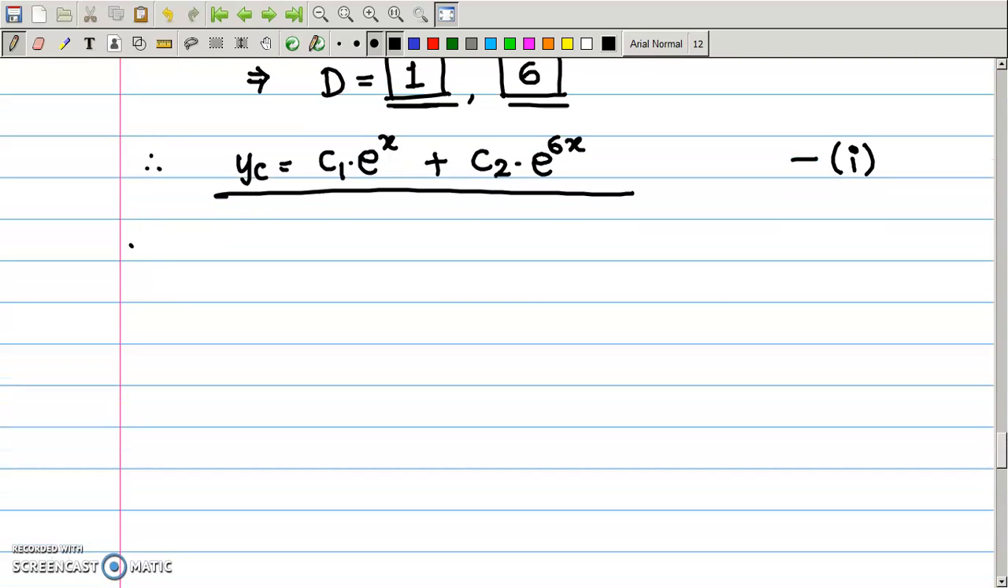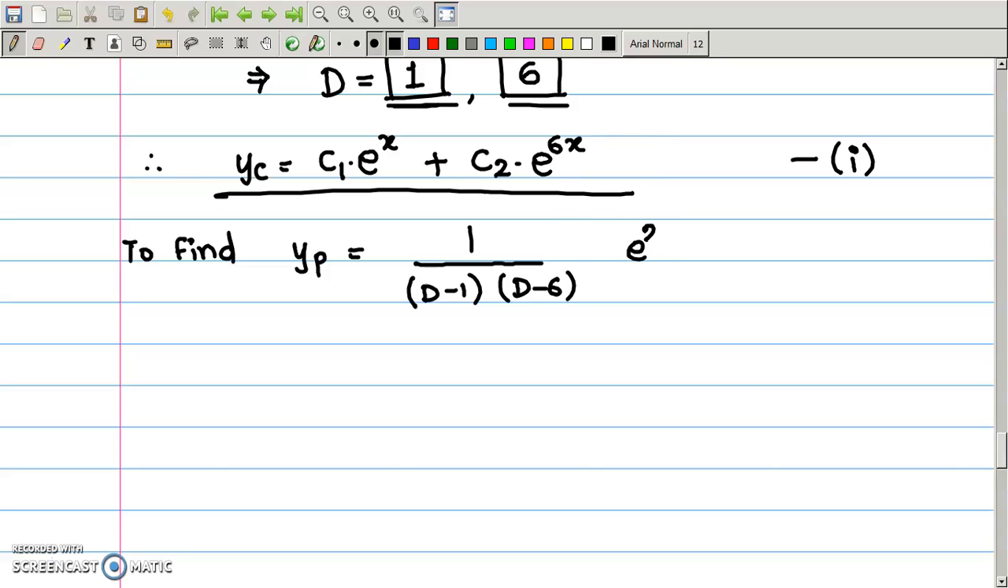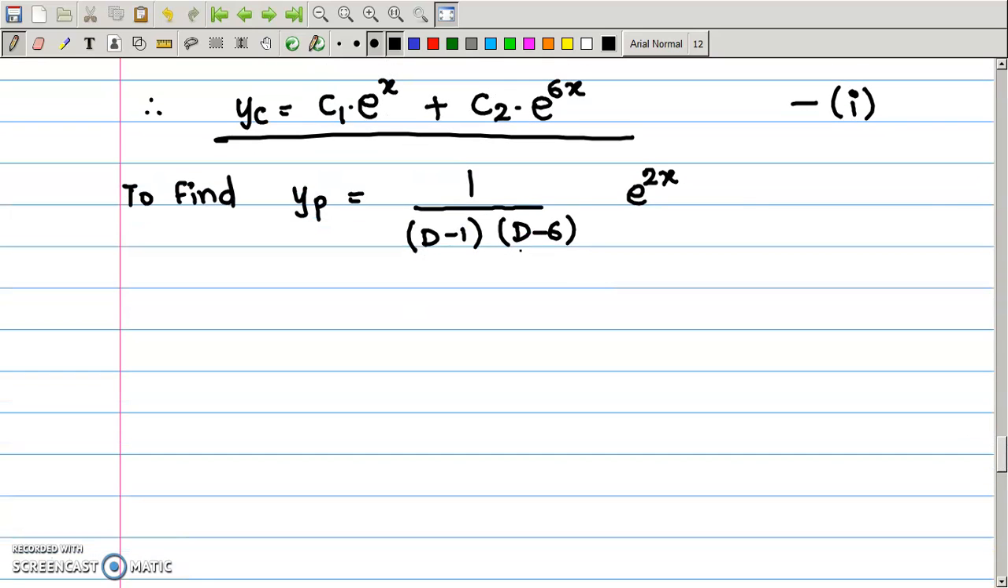Now, to find the particular integral, we operate these linear factors, that is d minus 1 and d minus 6, on f of x, that is e raised to 2x. Again we have two choices. First, we can apply these two factors one by one, or we can separate these two by using the method of partial fractions. So let's apply the method of partial fractions.